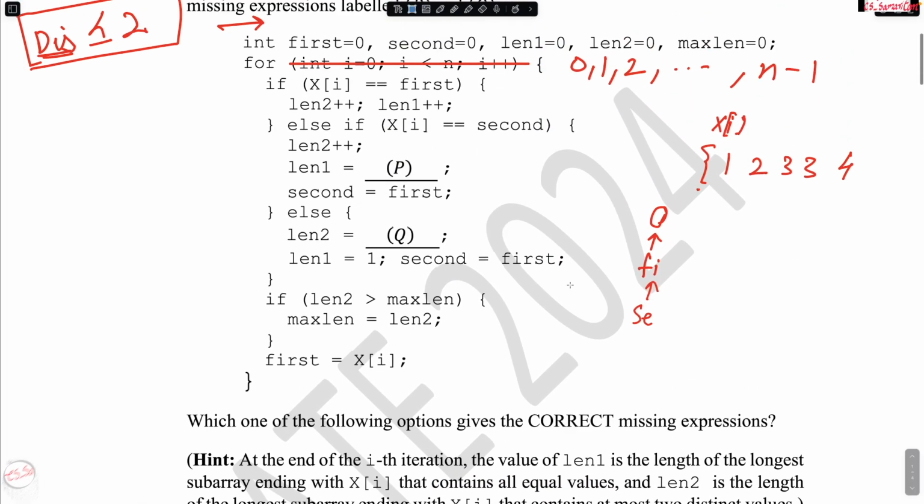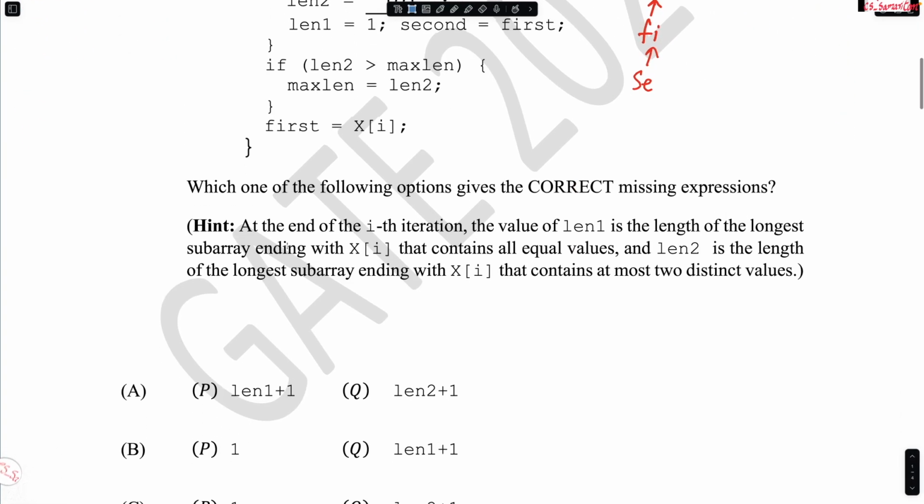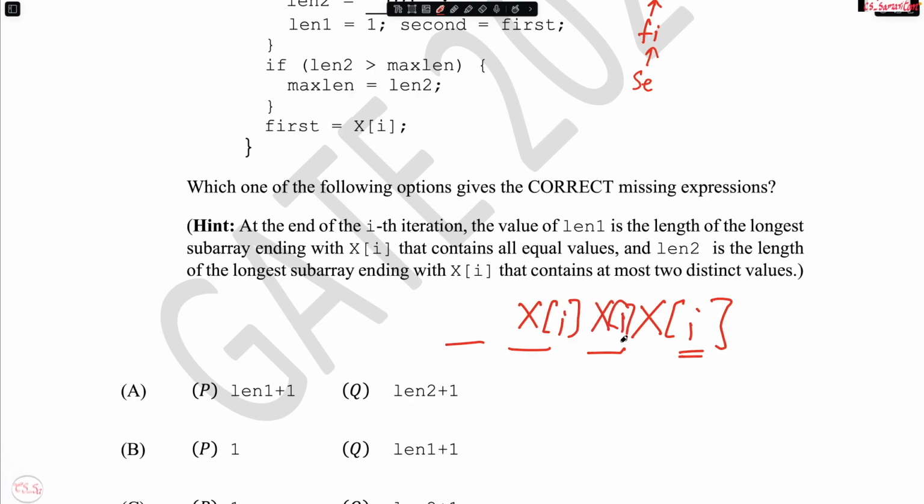Here the distinct values were less than equal to 2. Right over here it is given that all values are equal. So whatever is the value of xi at the current ith iteration, and the preceding number of times xi is going to come, we have to count that, and that is going to be the value of len1 at this location. That is one thing that was given to us. Now len2 is the length of the longest subarray ending with xi that contains at most 2 distinct values. At most is used over here, and it is similar to the original intent of the code.